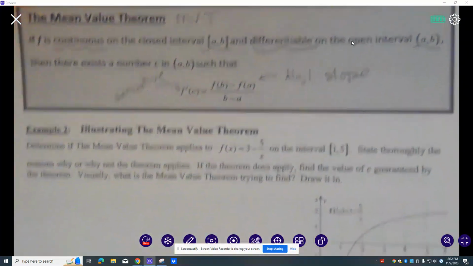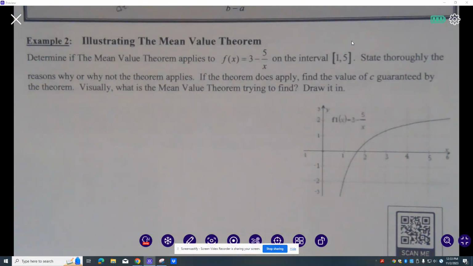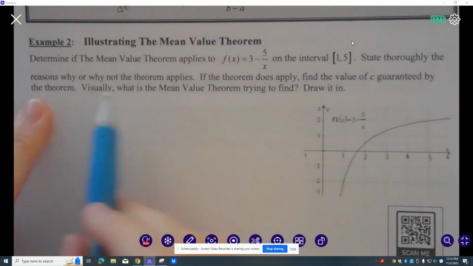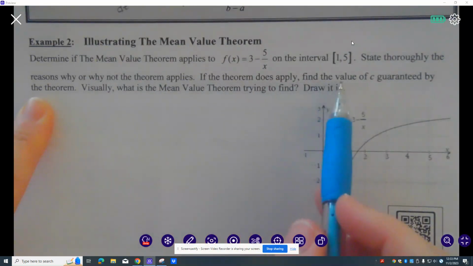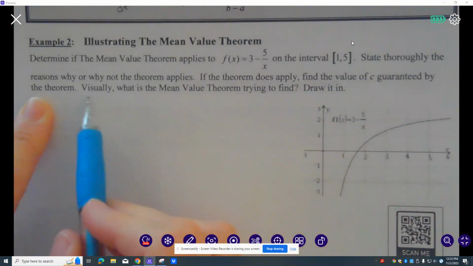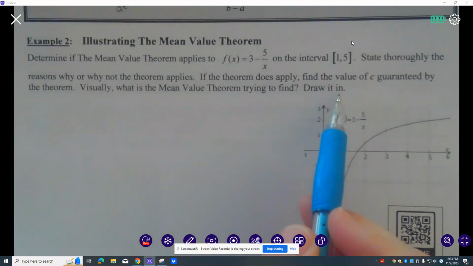Okay, let me do example 2. This lesson is definitely going to have to be 2 videos. So it says, determine if the mean value theorem applies. They give me a function, they give me an interval, so I'm thinking I have to show it's continuous. State thoroughly the reasons why or why not the theorem applies. So the reasons it wouldn't apply is if it's not continuous or not differentiable. If the theorem does apply, then find C guaranteed by the theorem. Visually, what is the mean value theorem trying to find?